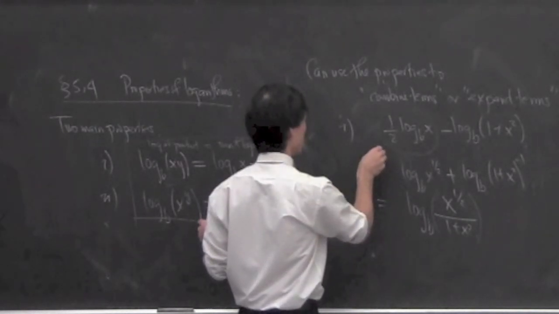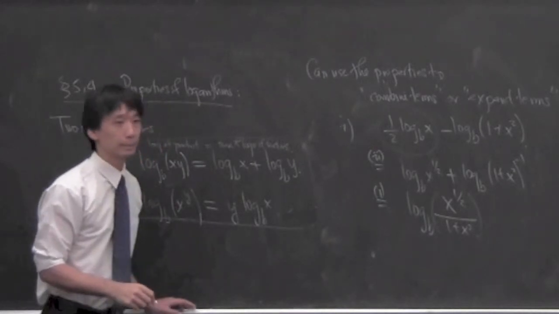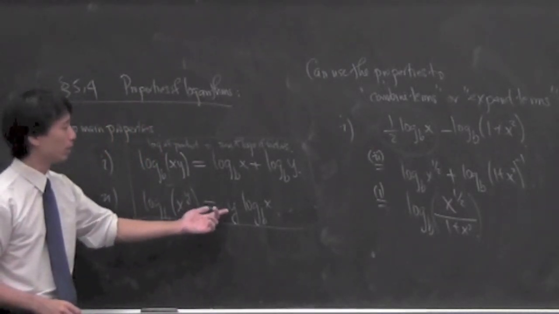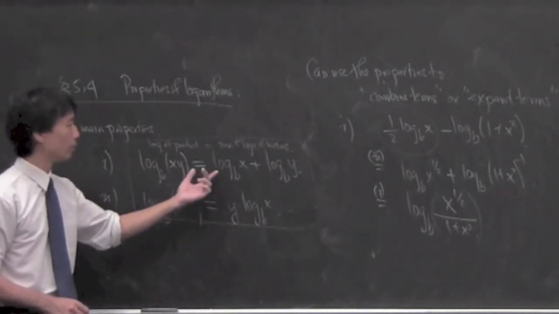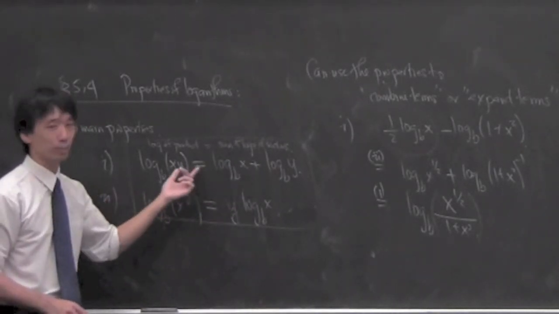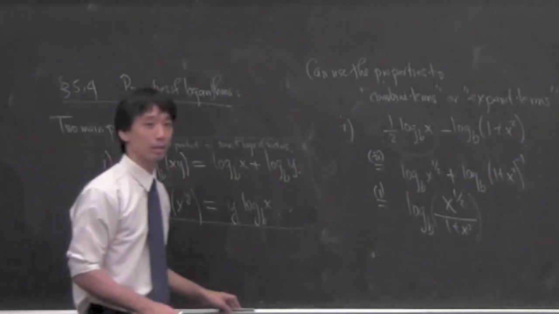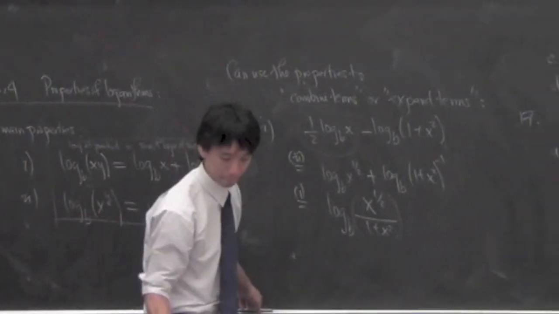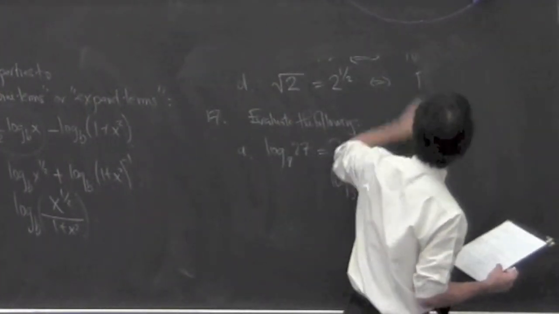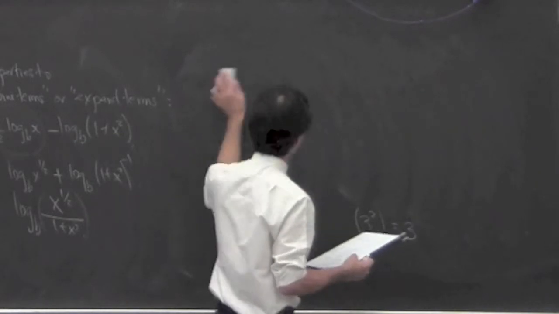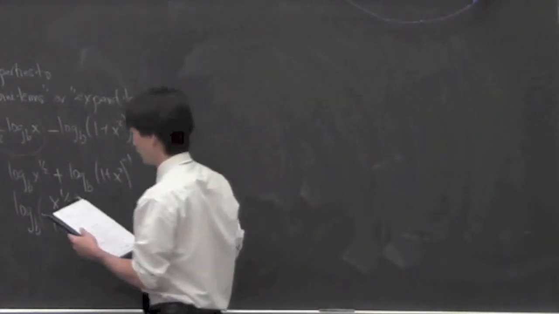So first we use property 2, and then we use property 1. Property 2 says we can pull the exponent out or put it back in. Property 1 says we can turn a sum into a product, or a log of a product into a sum. Is this okay? Yeah. Okay.